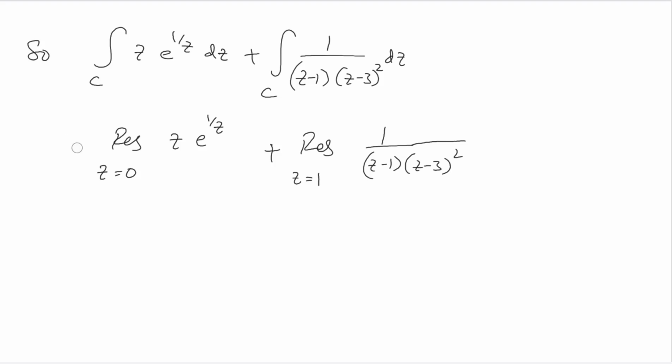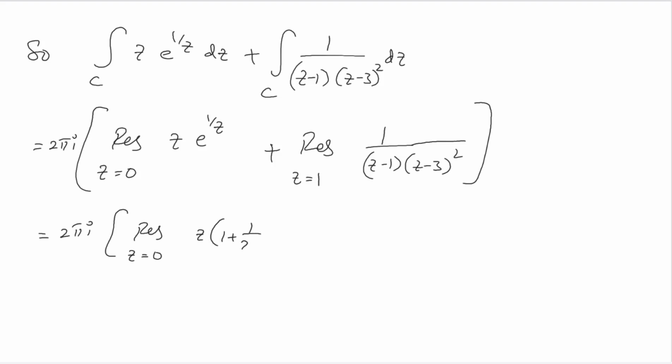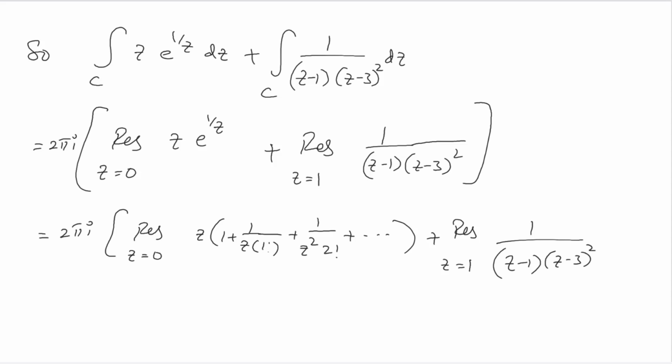2 pi i times these residues. Hence in total we have 2 pi i times the residue of the function z times e to the power of 1 divided by z, which I'm expanding as 1 plus 1 divided by (z times 1 factorial) plus 1 divided by (z square times 2 factorial) and so on, plus the residue at the point z equal to 1 of the function 1 divided by (z minus 1) times (z minus 3) whole square.